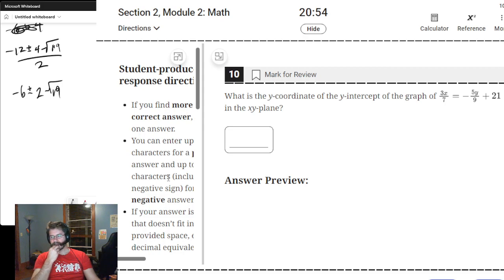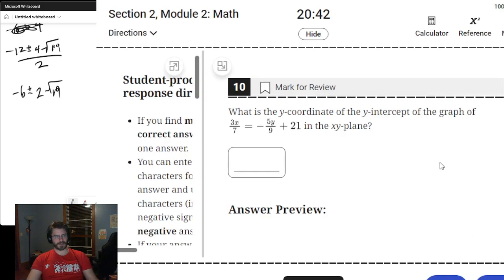All right. Man, we're running out of time. Okay. Y coordinate of the y-intercept. So y-intercept means x is 0. Just make that x coordinate 0. Don't overthink this. So you could type this into Desmos, but I'm just going to make x 0. So we get 0 equals negative 5y over 9 plus 21. Subtract the 21 times 9. So negative 21 times 9 divided by negative 5 equals y.